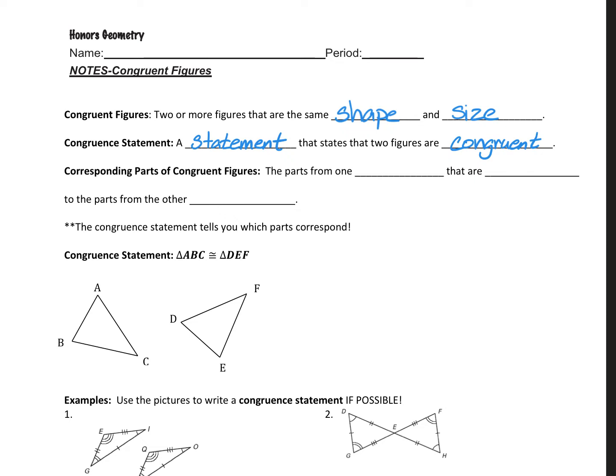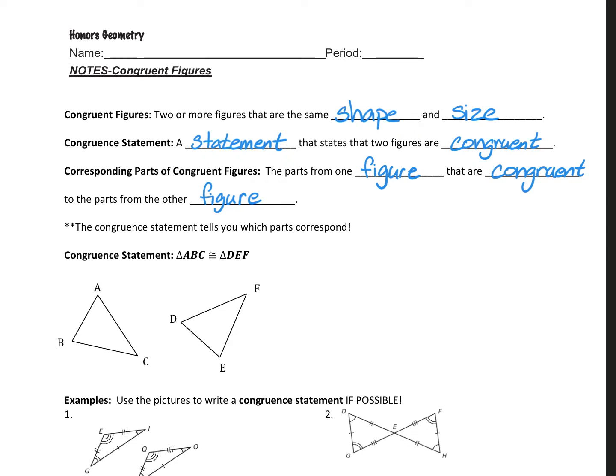Okay, so what are corresponding parts of congruent figures? These are the parts from one figure that are congruent to the parts from another figure. And something important to know about the congruent statement is that it tells you which parts correspond. We're going to see that in this example here.